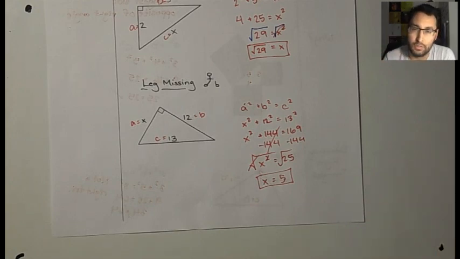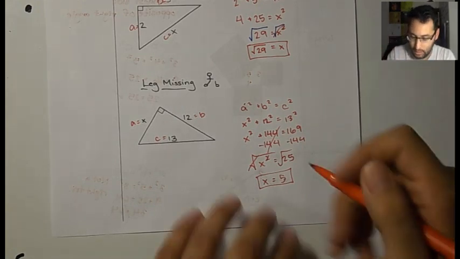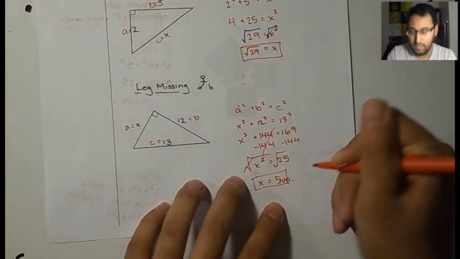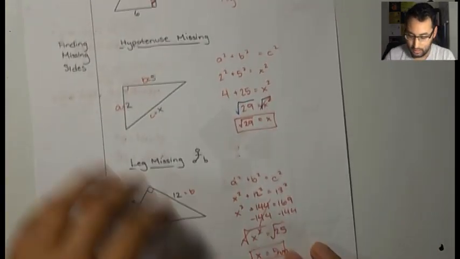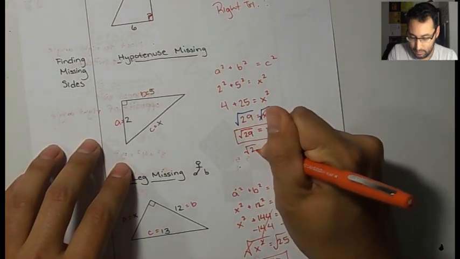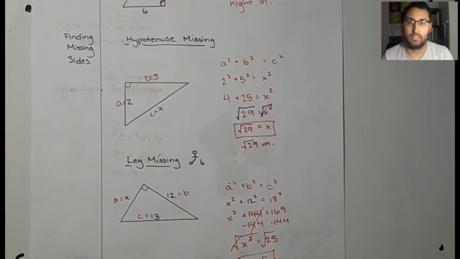If you never see a unit though, if it doesn't show one, you're always going to put UN. It's just an abbreviation for unit. So I'm going to put that this is radical 29 UN units.